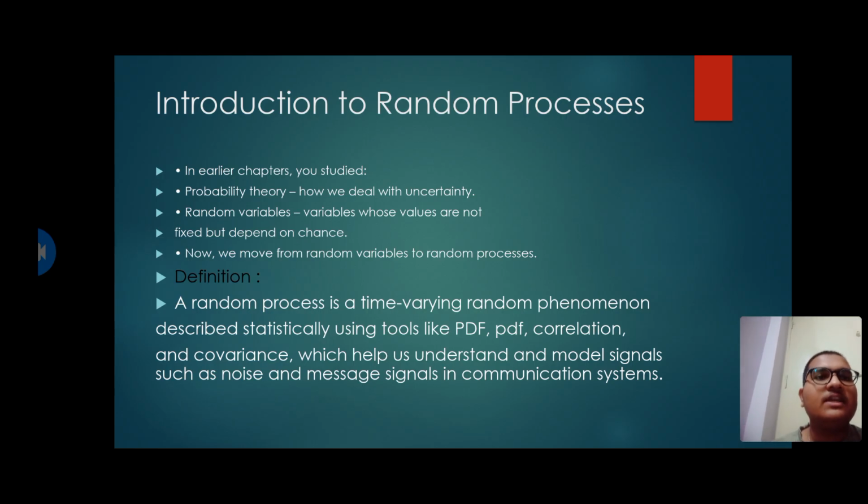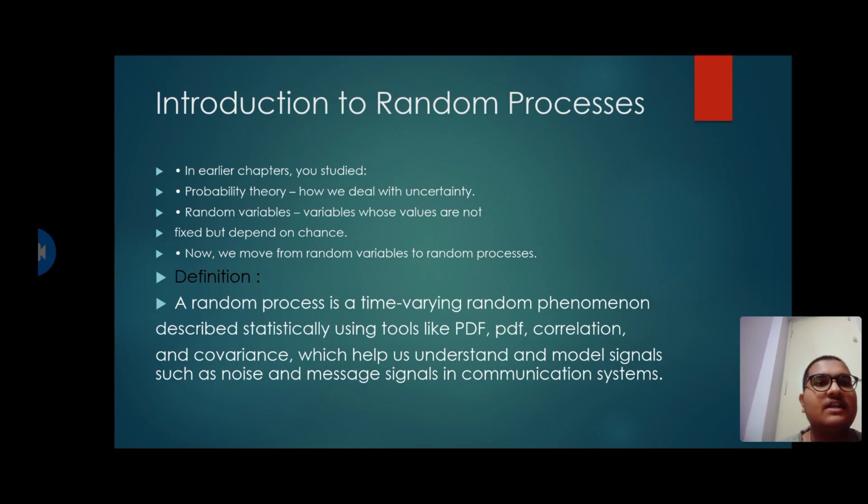Probability theory means how we deal with uncertainty. Random variables are variables whose values are not fixed but depend on chance. And now we move on from random variables to random process, which consists of a collection of random variables like x, y, and so on, which we are going to discuss further. Next, let us come to the basic definition of a random process.